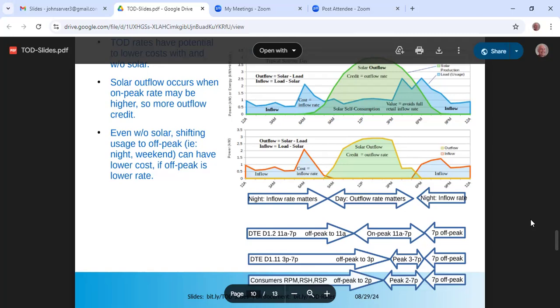and goes to 7 p.m. So the rate is a little bit higher during that time, but it's not so great because that's when your production is already starting to decrease. And the same with consumers. It's already starting to, like 2 p.m.